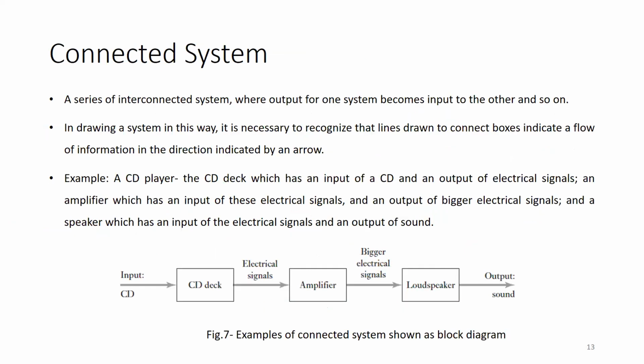Now coming to the connected system. A connected system is basically a measurement system or a modeling system where a number of modeling and measurement systems are connected to each other. Okay. So that means here it is a big system where one input is the output of the other, or one output is the input to the other. And this system could be called a connected system.